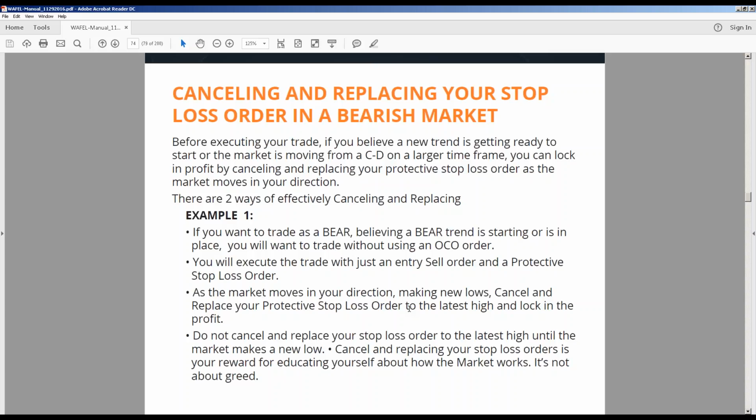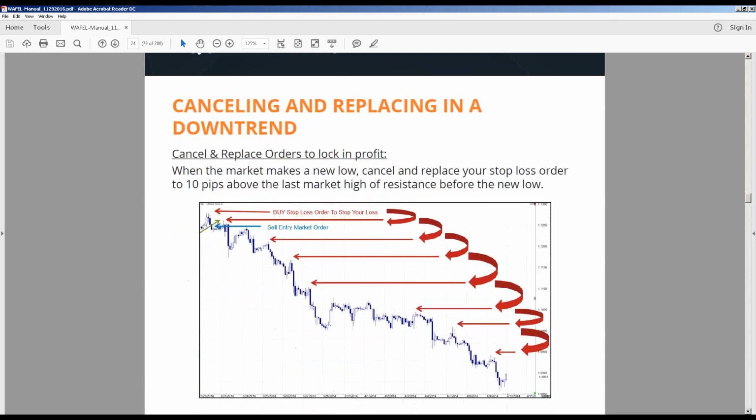Do not cancel and replace your stop loss order to the latest high until the market makes a new low. So you need to see a new low being made. Cancel and replacing your stop loss order is your reward for educating yourself about how the market works. It's not about greed. There we go. When the market makes a new low, cancel and replace your stop order to 10 pips above the last market high of resistance before the new low.